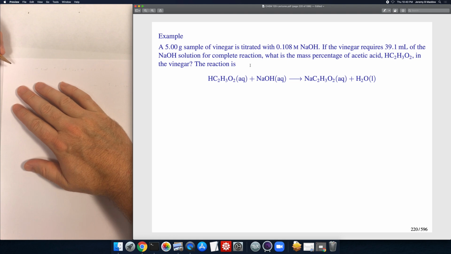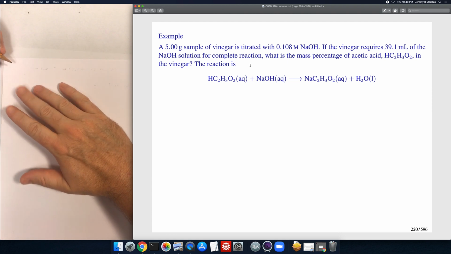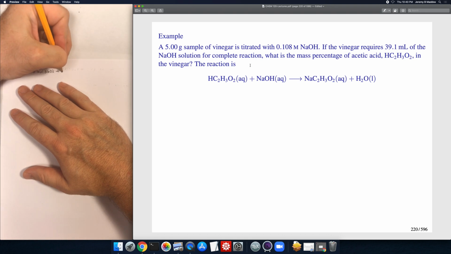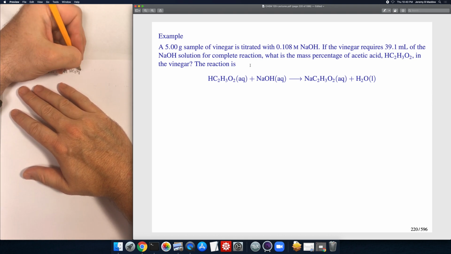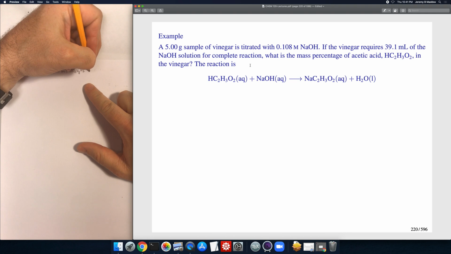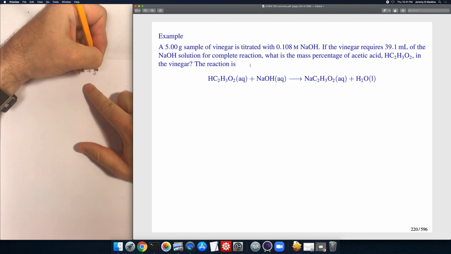So again, we are going to start with the volume of the sodium hydroxide. So milliliters of sodium hydroxide solution. We will use the molarity of that solution to convert that to moles of sodium hydroxide. Then we can go to moles of the acetic acid. And then we can use the moles and the known molar mass of acetic acid to calculate the grams of acetic acid.